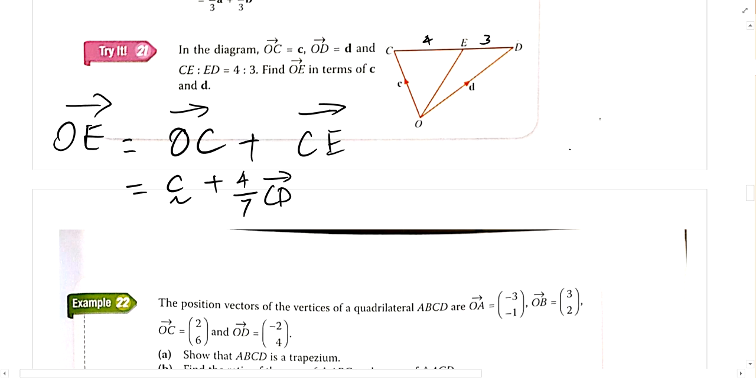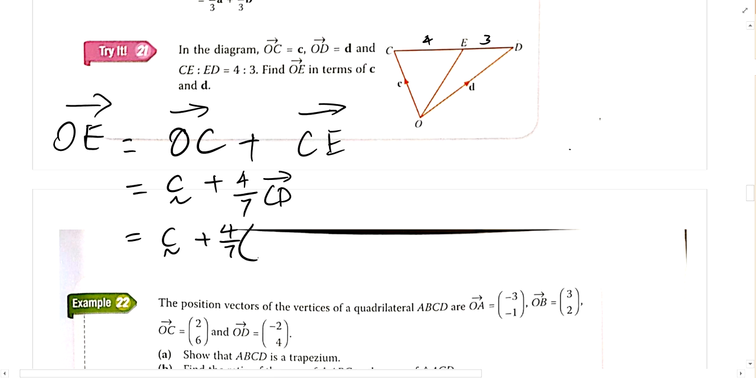It doesn't take a lot of effort to write this down because we drew it out already. We can see that's 4 units, that's 3 units. Then it must be 4 over 7. So all these steps don't need a lot of effort, but as long as you write it down, things become much clearer. 4 over 7 of CD.